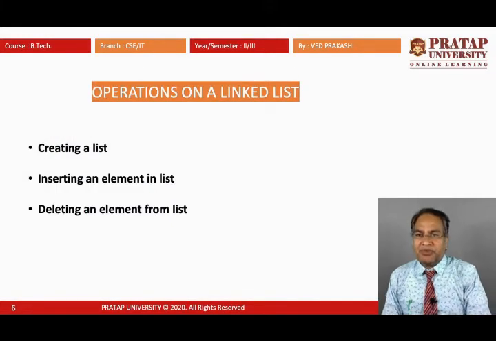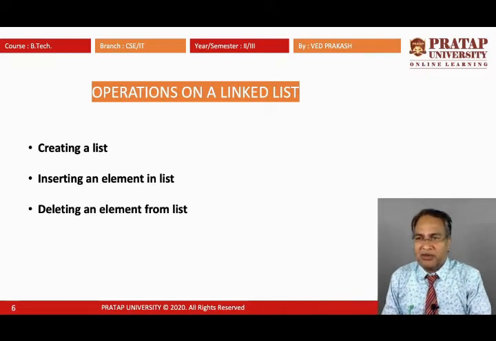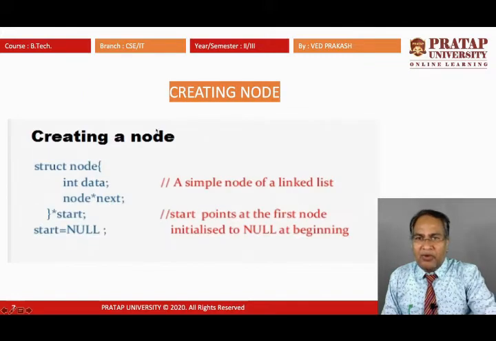Now, there are some basic operations which are implemented on the linked list. First one is creating a list, second is inserting elements in the list, and inserting elements also has different ways, and third is deleting an element from the list. How do we create the node? Basically, when we create the node, we always use a structure, and we know that a structure is a user defined data type that is a combination of heterogeneous data types.